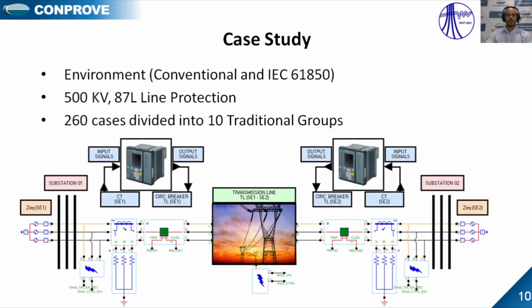The case study. We studied two environments, the conventional one with hardwire and the second one with IEC 61850. It will be a 500 kV 87L line protection, with 260 cases divided in 10 traditional groups. This is the diagram of the protection line, circuit breaker, CT, and on the other side, circuit breaker, CTs, and everything.